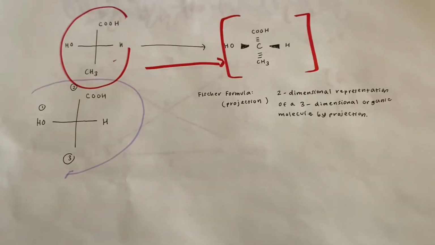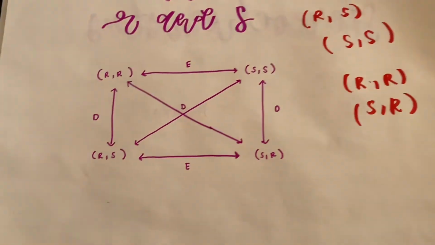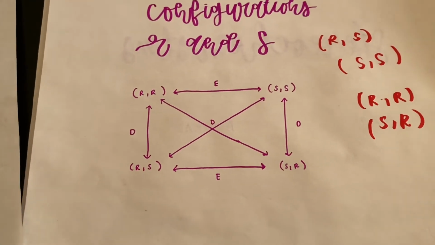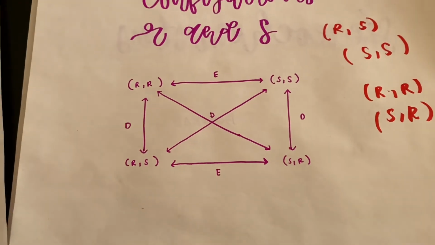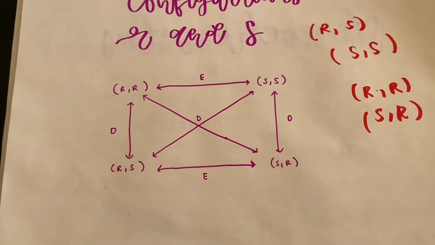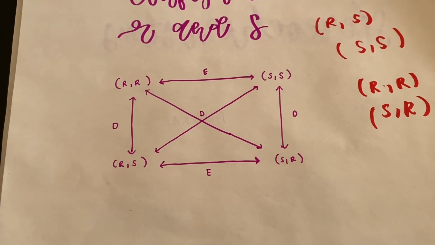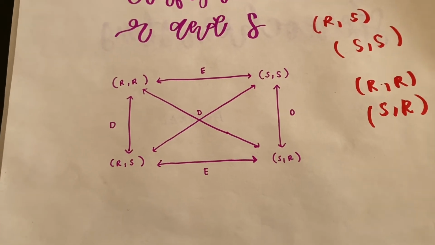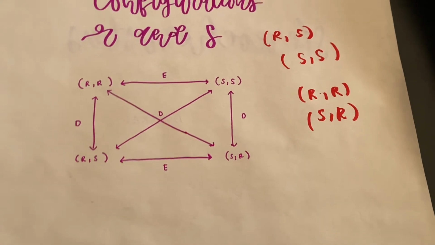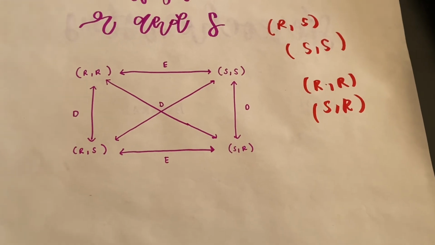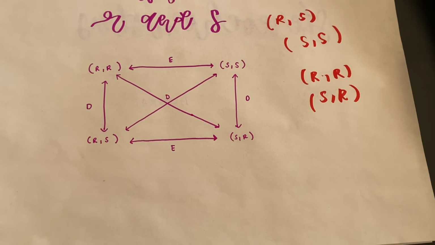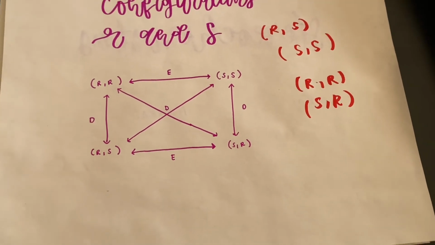So now that we've gone over configuration, let's take a look at configuration of R and S specifically. Now, the diagram below shows possible combinations of configurations for molecules with two chiral centers. Since each chiral center can be R or S, the combinations that are possible are SS, RS, SR, and RR. If the two molecules are mirror images, their configurations are exactly opposite and they're enantiomers. But if they're not mirror images, but they're still stereoisomers, then they're diastereomers.